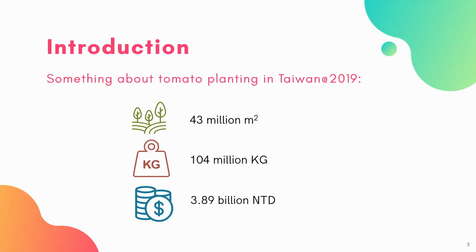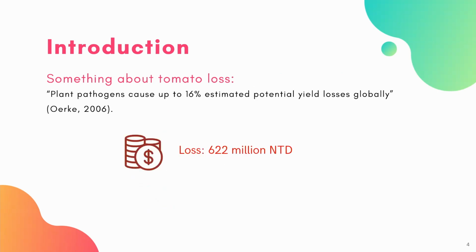However, plant pathogens have a tremendous impact on tomato production. A research study in 2006 says that plant pathogens cause up to 16% estimated potential yield loss globally. For Taiwan's tomato farmers, the loss will be about 600 million NT dollars each year. It is not a small amount of money. So in order to reduce the loss, it is essential for farmers to deal with the problem of pathogens.